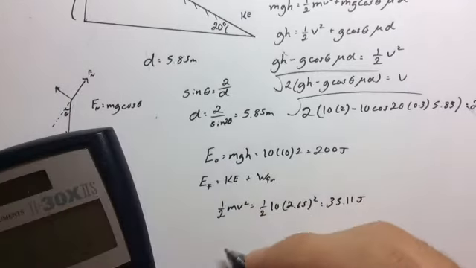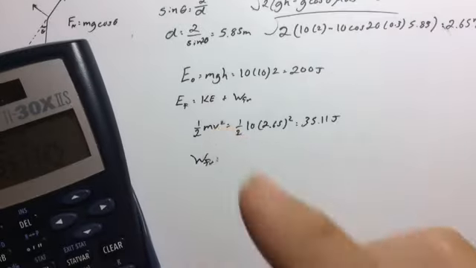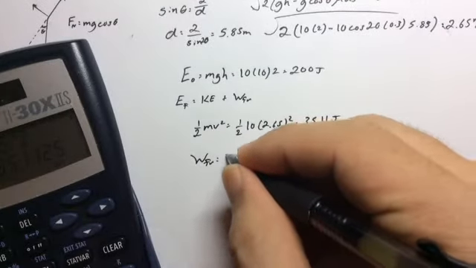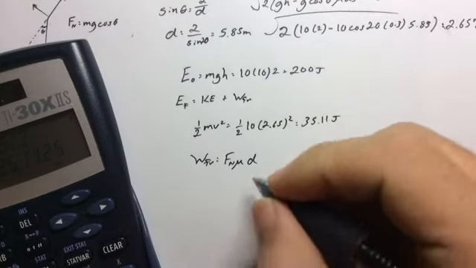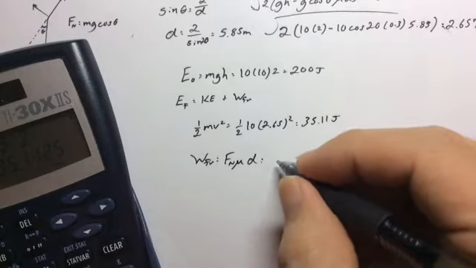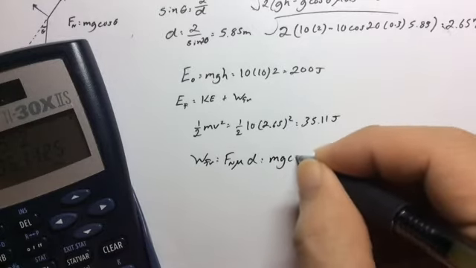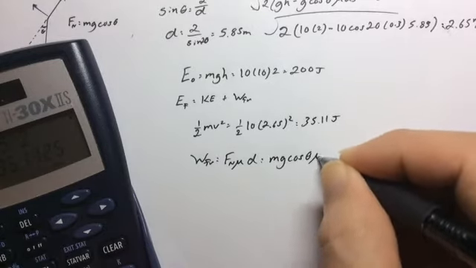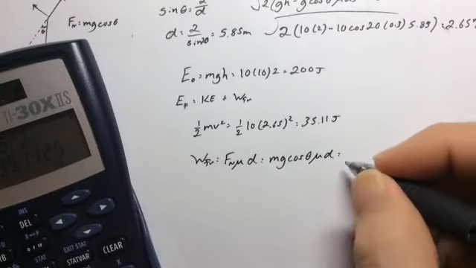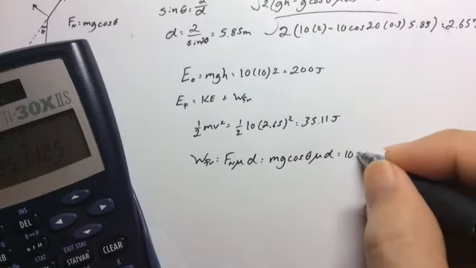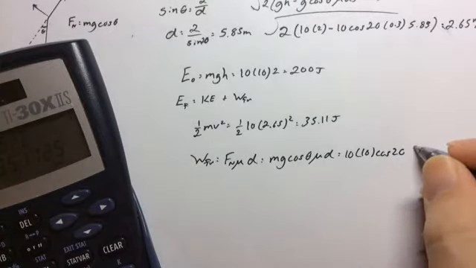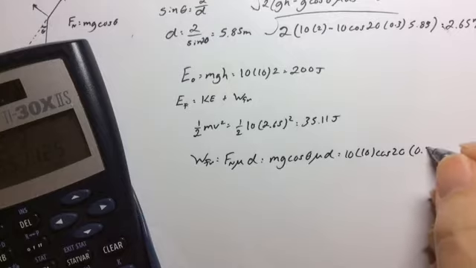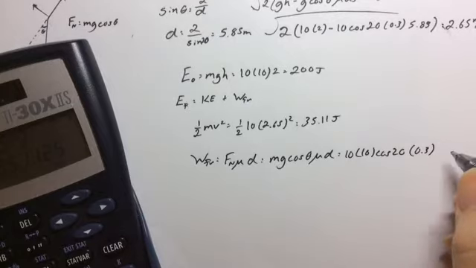And then we got the work done by friction, which is going to be equal to friction, which was normal force times mu times d, the distance that it went. And we found out that normal force was mg cosine theta, and then we have mu and d. So what are our numbers? mg cosine theta, mu 0.3, and d, which was 5.85.